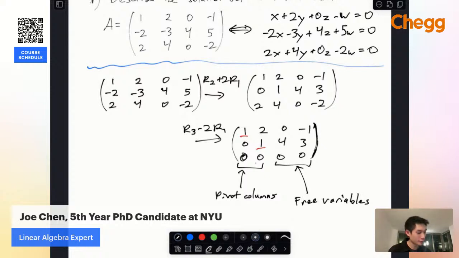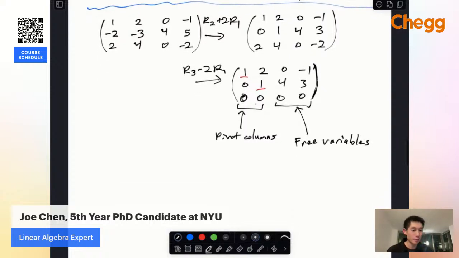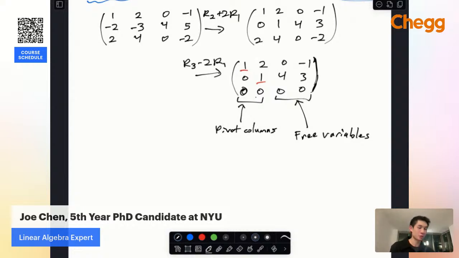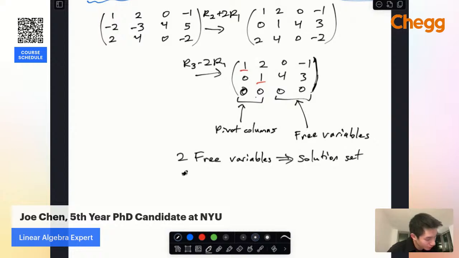And so the fact that there are 2 free variables means that the solution set here is going to be 2-dimensional, which is a plane. So 2 free variables implies here that the solution set is 2-dimensional, which is a plane.